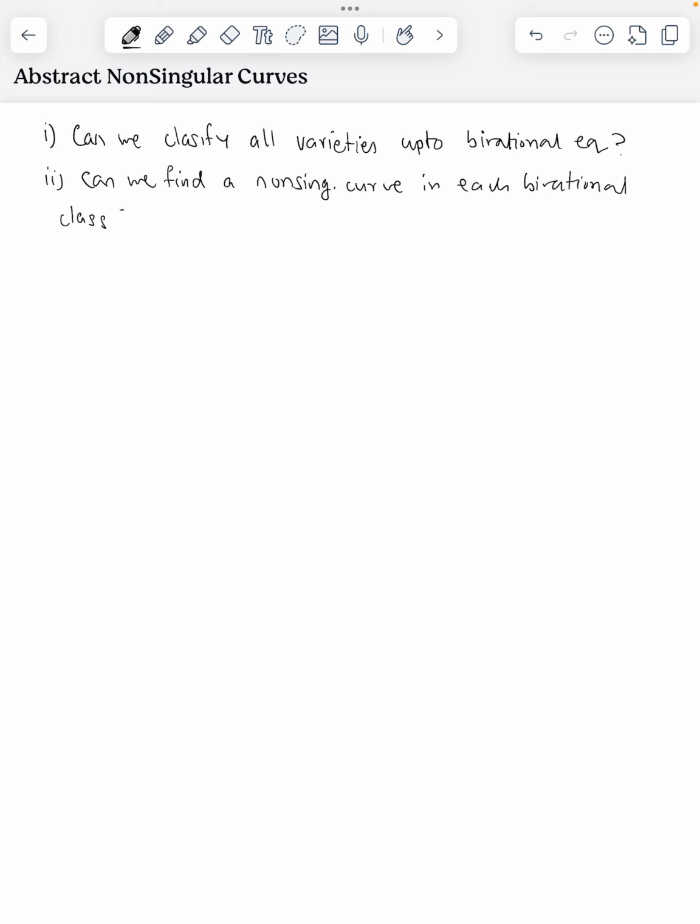And third is, can we classify all non-singular curves in each birational class? Or maybe in general we can talk about varieties, not necessarily curves. So can we classify all non-singular curves or non-singular varieties in a given birational class?